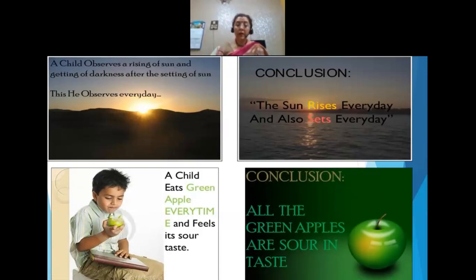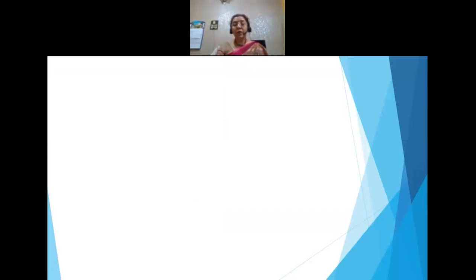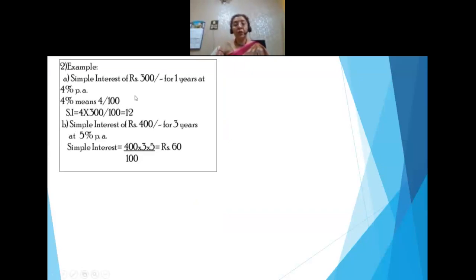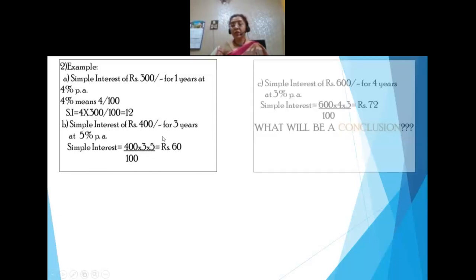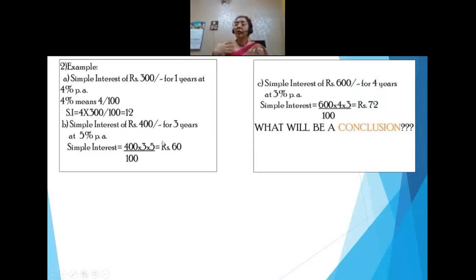Now in mathematics, say you have told the child to find out the simple interest of rupees 300 for 1 year by the unitary method, not by formula. Giving formula is not induction. Now again another question. 400, 3 years. Another question. 600, 4 years, 3%. Let them do it by the unitary method.